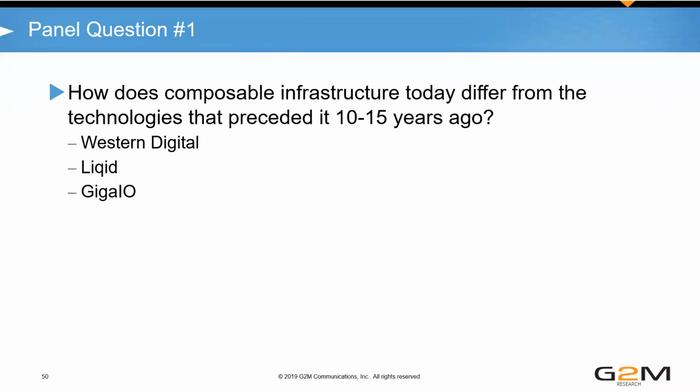So panel question number 1 is, how does composable infrastructure today differ from the technologies that preceded it 10 to 15 years ago? We'll start with Western Digital, then go to Liquid, then to GigaIO.